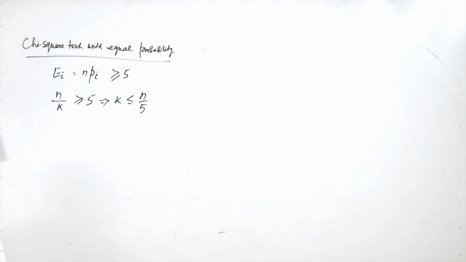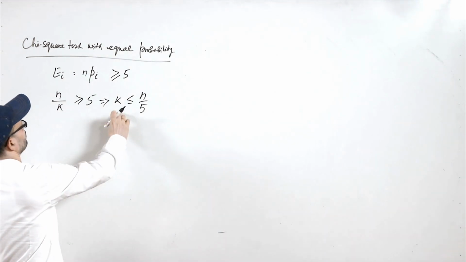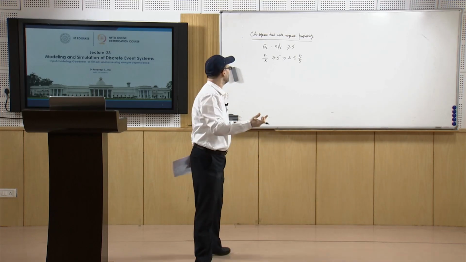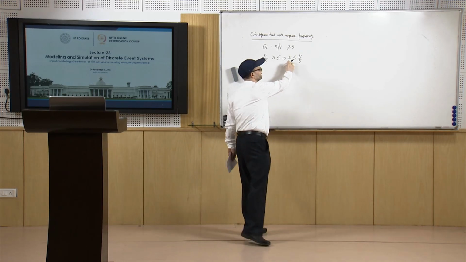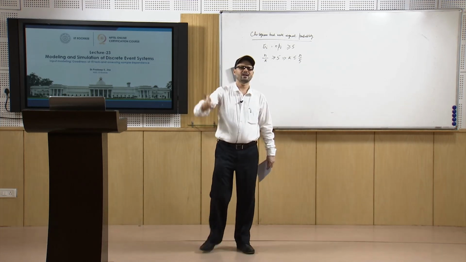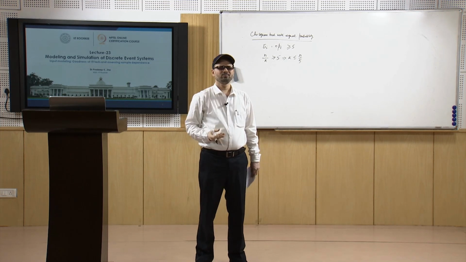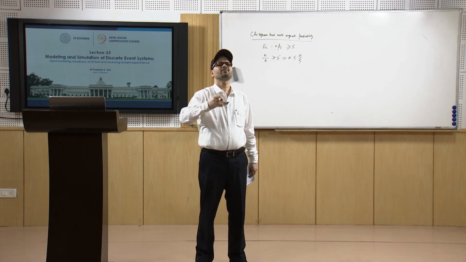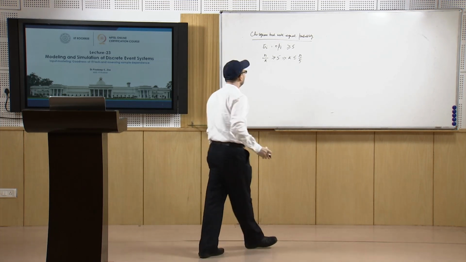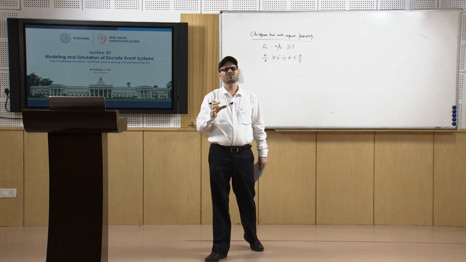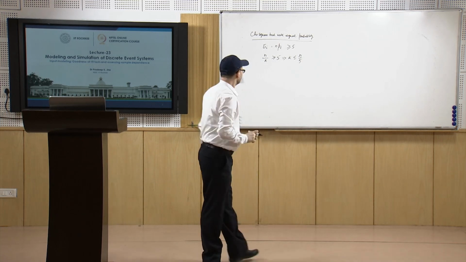So, what should be the class interval size? k, the number of class intervals, should be less than or equal to n by 5. So, if you know n, the number of class intervals should be less than n by 5. Now, suppose you have 50 data points, that is n is 50, in that case k should be less than or equal to 10 or so.